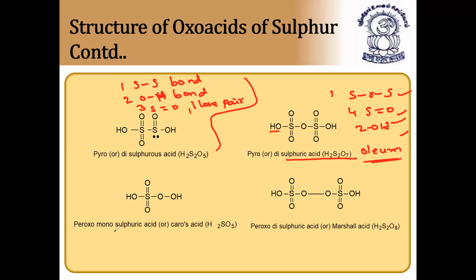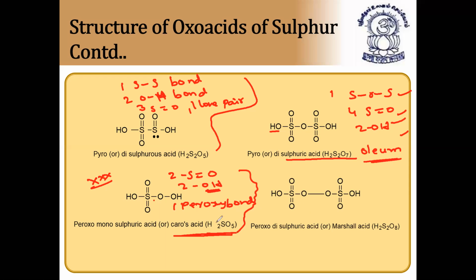Similarly, next, peroxomonosulfuric acid is also called Caro's acid. Caro's acid formula is H2SO5. Very important structure, they ask this question many times. How many peroxy bonds are there in Caro's acid? One peroxy bond. This is called a peroxy bond. Then two S=O double bonds and two OH bonds. So this is the information based on Caro's acid.